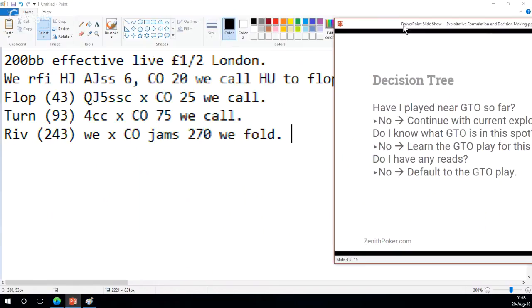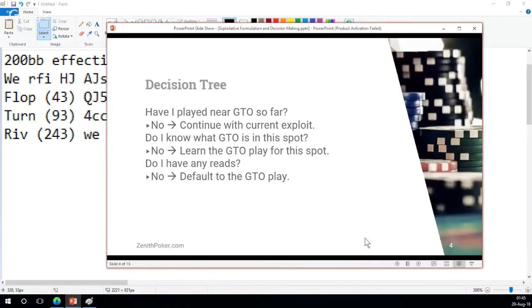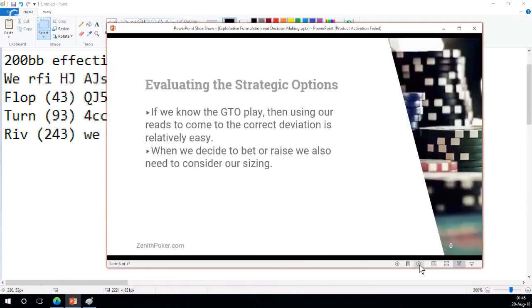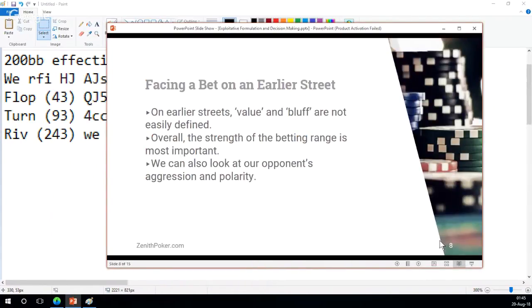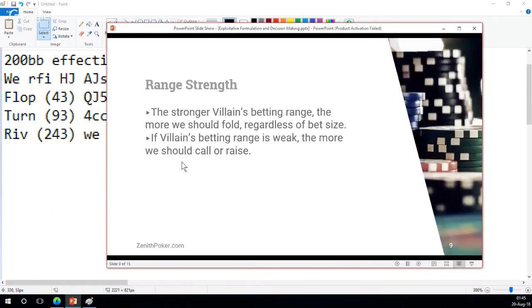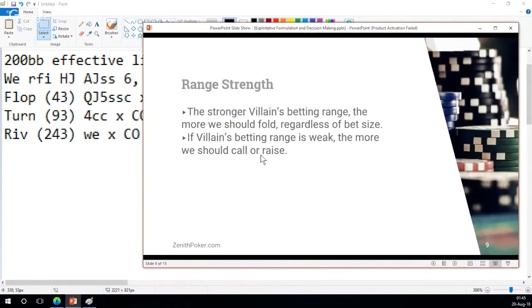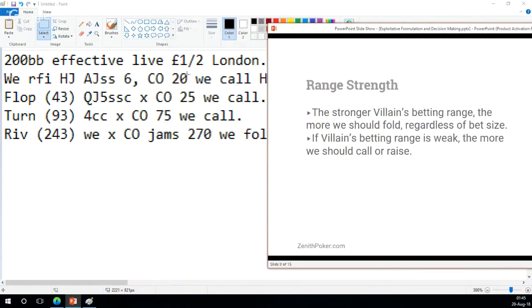Check raise, I think so. Well, you can check raise. You can also just check call, right? So you're folding a lot less if they're really wide. So it goes back to the post flop idea of facing a bet on an earlier street. How strong is their betting range? If the betting range is just really weak, then you call or raise more, you fold less, right? And you do it on the earlier street, so that's okay.